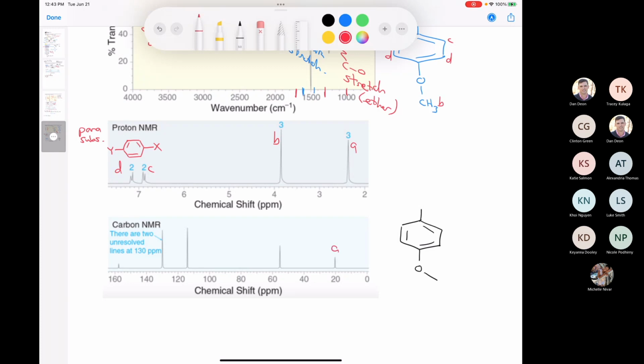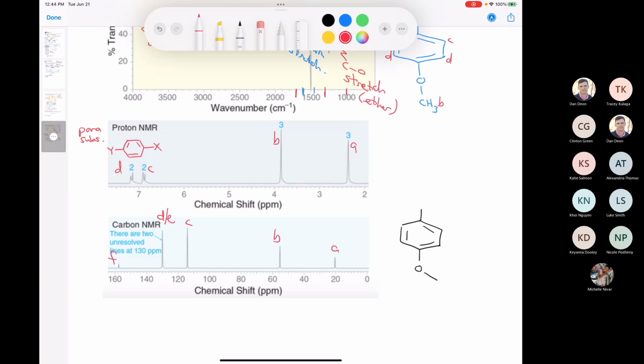You see that we have 1, 2, 3, 4, 5 signals in here. It actually says there's 2 here. Oops, I didn't even notice that until just now. So it says there's 2 unresolved lines here. That means they're overlapping, so D and E. And then we have F up here. So we have a total of 1, 2, 3, 4, 5, 6 signals. I'm just checking to make sure this makes sense.